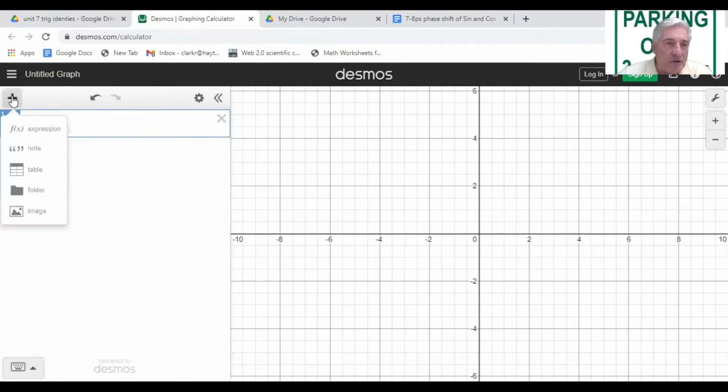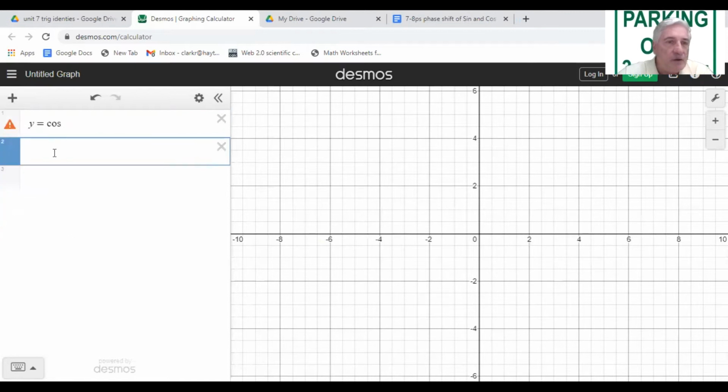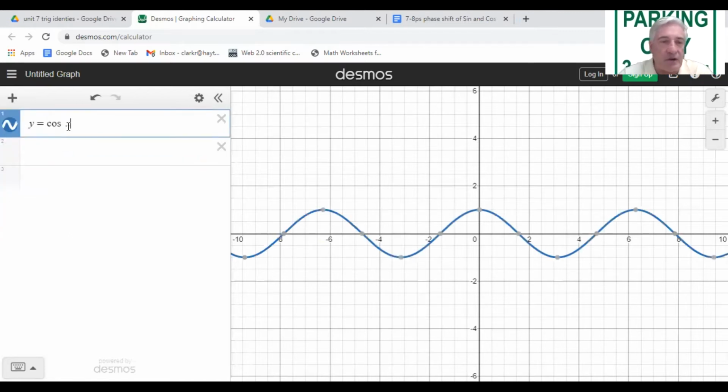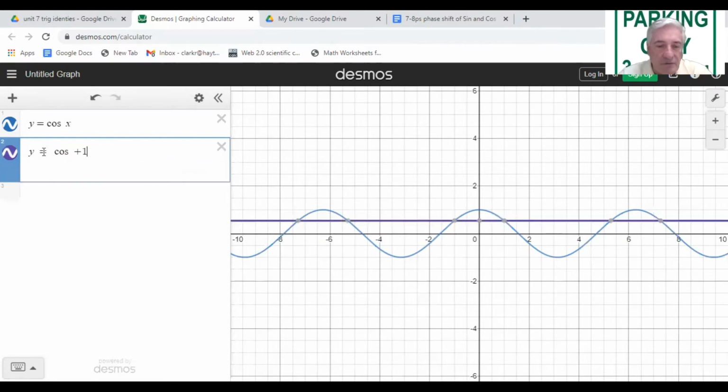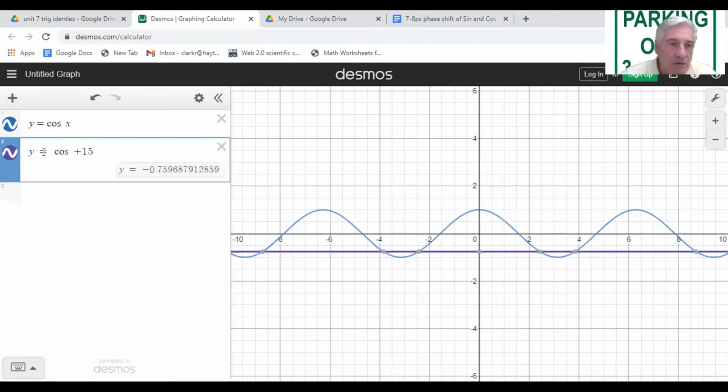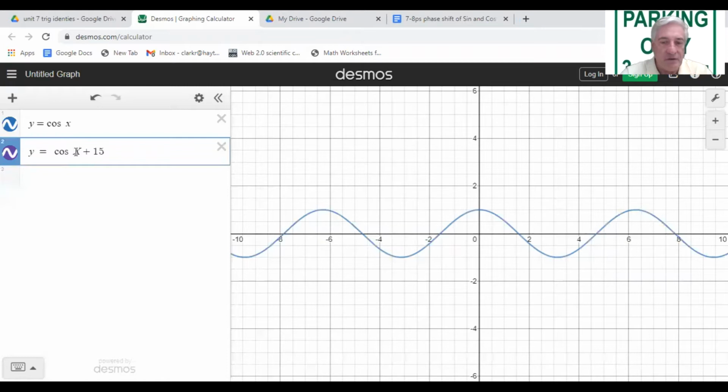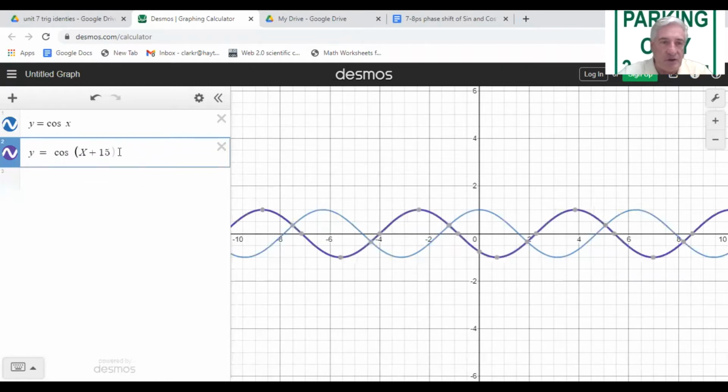Now, the next equation, we're going to put something with the cosine. Let's start by just putting with the cosine, y equals cosine plus 15 degrees. Cosine x, the x has to be in the parentheses. If it's not in the parentheses, you get what we're going to talk about in the fourth one, which is the vertical shift.